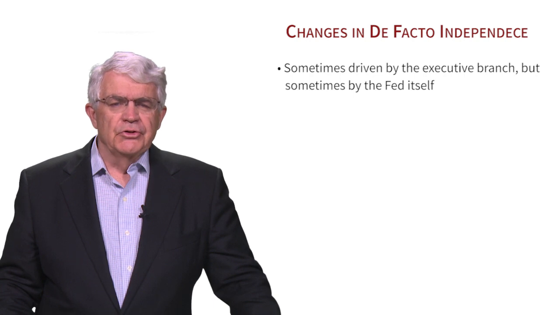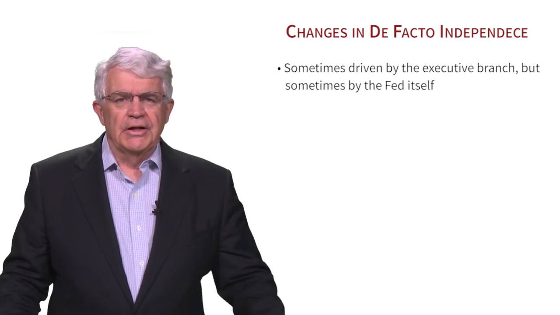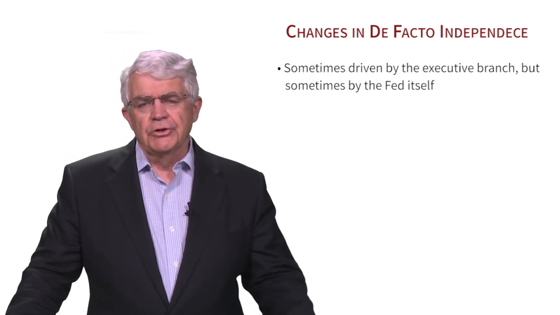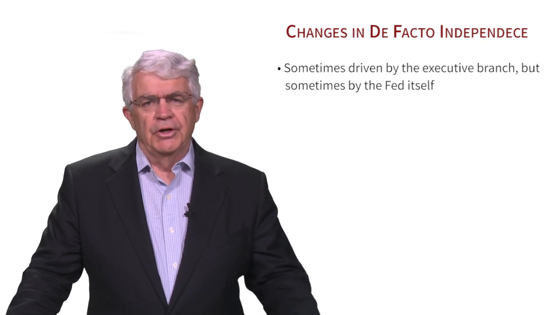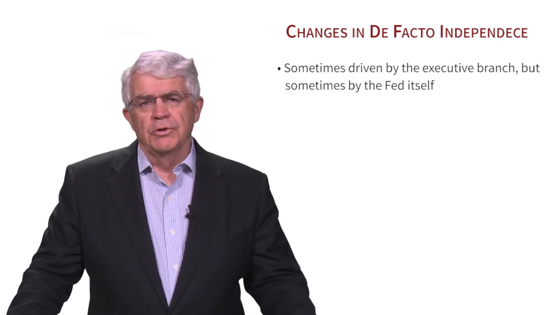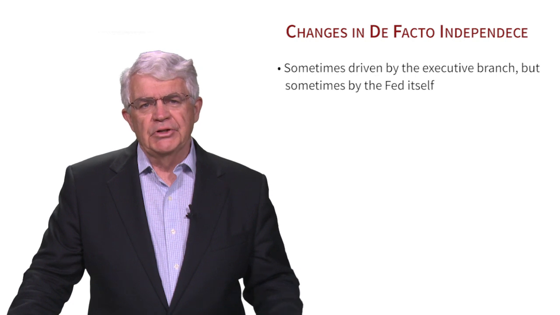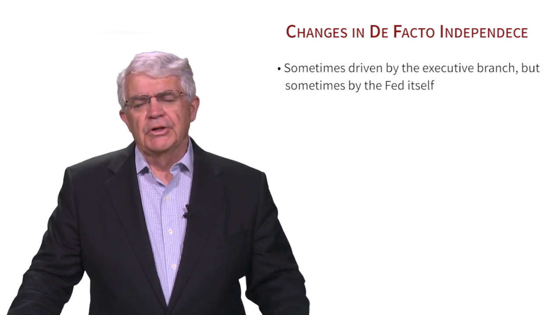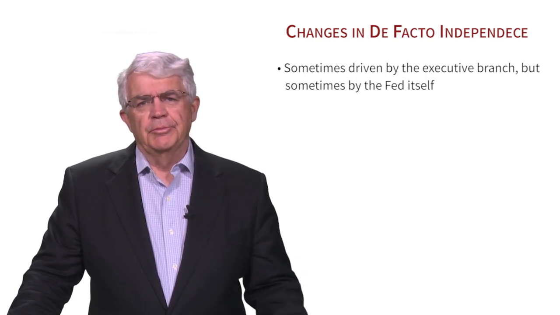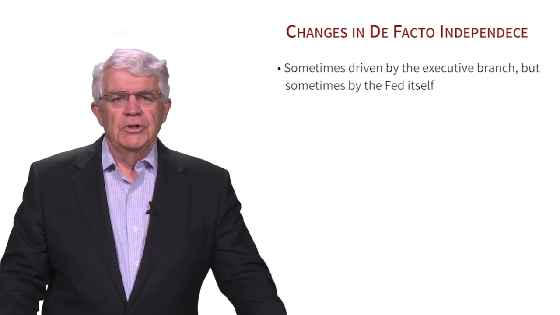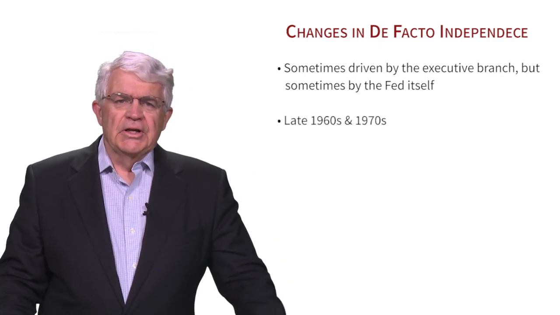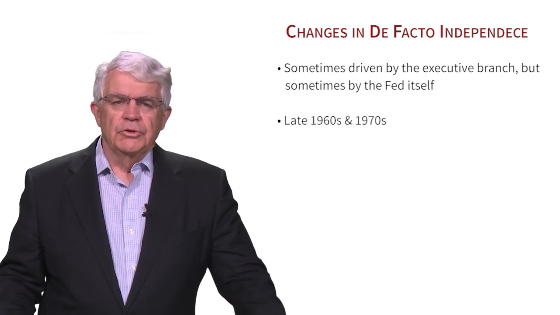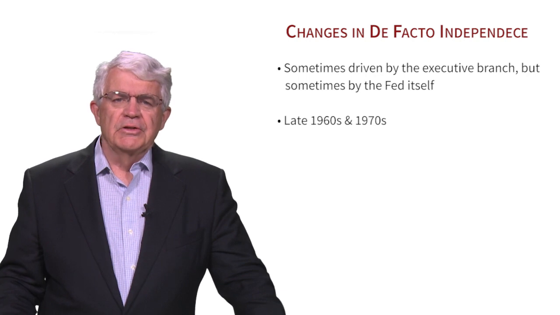Sometimes these changes are driven by the executive branch trying to get the Fed to do something, maybe hold interest rates extra low or help with borrowing in the time of war. Sometimes they're initiated by the Fed itself. The Fed feels it needs to do some extra things to help the executive branch, maybe get involved in some markets, the housing market to help, but it occurs both ways. In the 1960s and 1970s, the Fed moved in the direction of less independence by most observers' assessment.